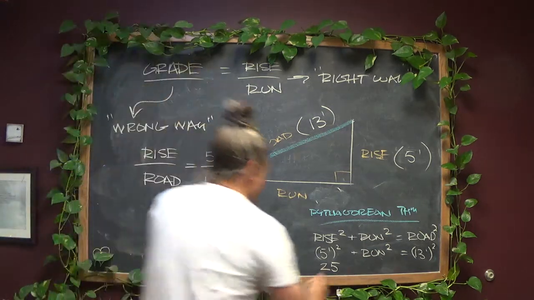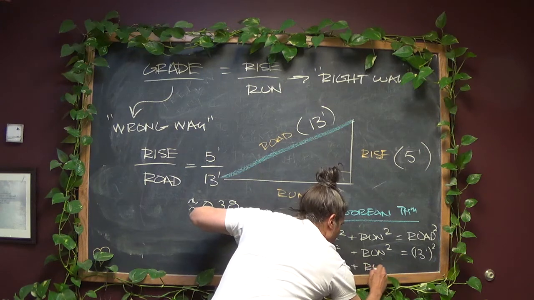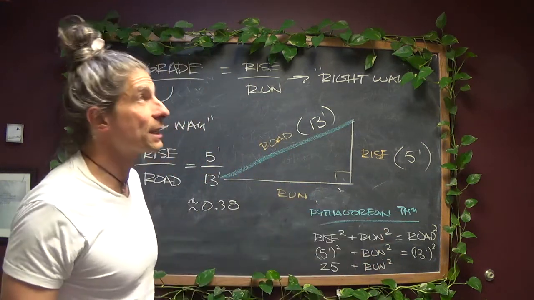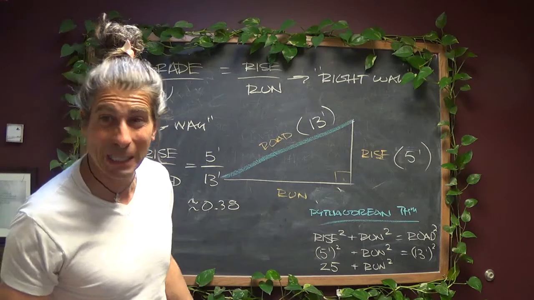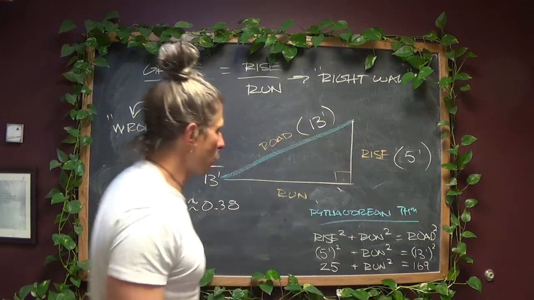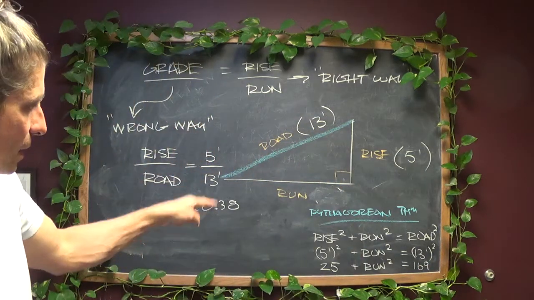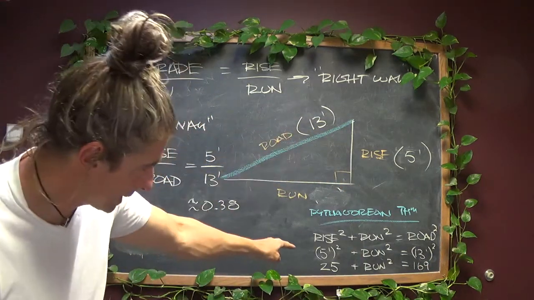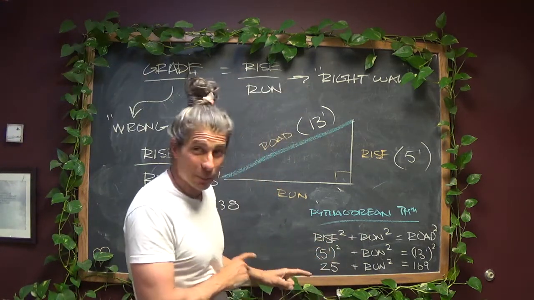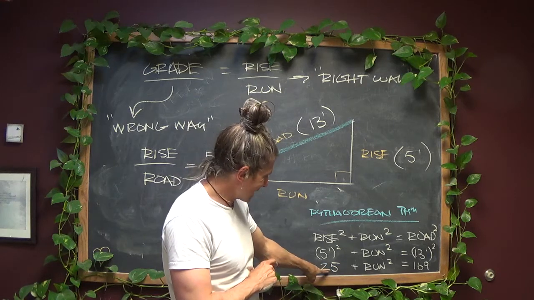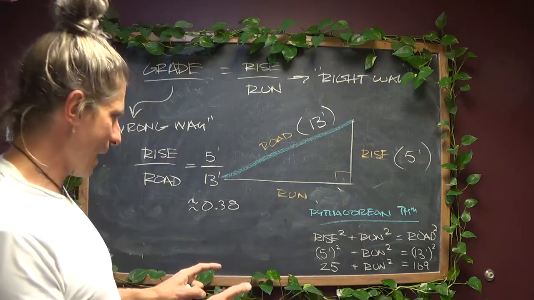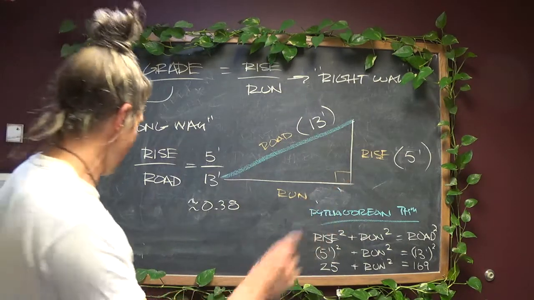Plus, whatever the run is squared, which I don't know because I'm trying to figure out what that is, equals 13 feet squared. 13 squared is 169, so that's 169 square feet. So now you've got this equation that 25 plus whatever we're looking for squared is 169. Now it's a pretty straightforward equation at this point. All we got to do is subtract that 25 from that 169, and if I do that, I end up with 144 if I'm doing the math correct.